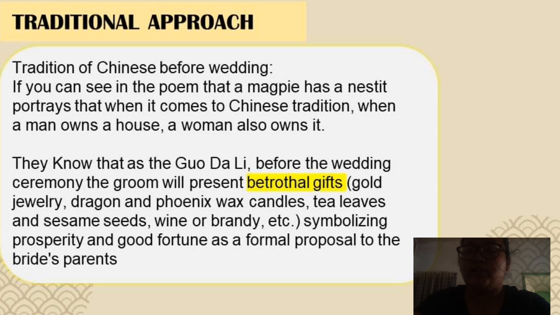Also, when it comes to betrothal gifts, there's gold, jewelry, wine, and so on. These symbolize prosperity and good fortune as a formal proposal to the bride's parents. When I saw this and researched it, I found that it is a typical arranged marriage in China, where the family with a son or daughter of suitable age would engage a matchmaker who would cast potential candidates and conduct necessary background checks on their reputations and character, as well as the social status of the son or daughter, and the financial position of their families.